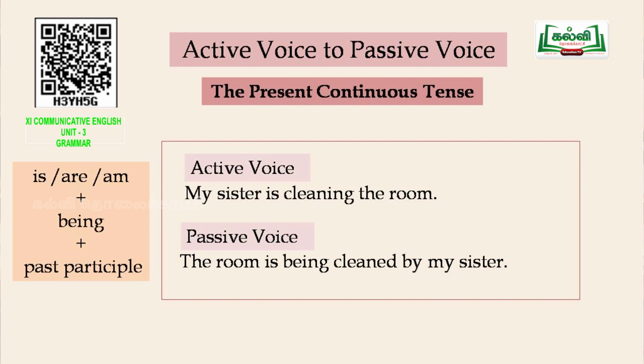We move on to the present continuous. Here the rule is is or are or am plus being plus past participle of the verb. Sentence 1. My sister is cleaning the room. My sister is cleaning what? The room. So for your answer, the room is, you should add the word being. So from cleaning, that ing form is added to be. Be plus ing, being. So the room is being cleaned by whom? By my sister. That is your answer in the passive.